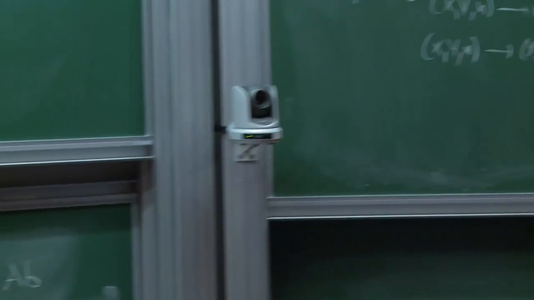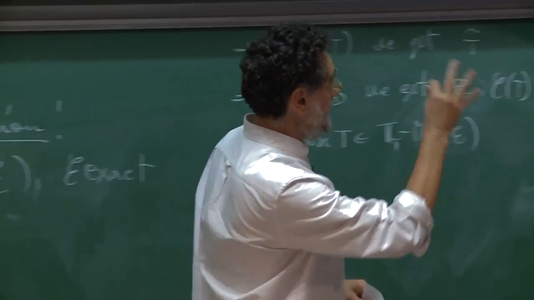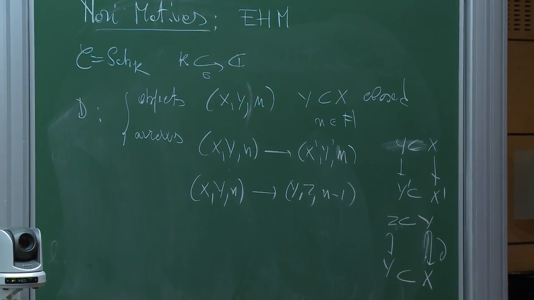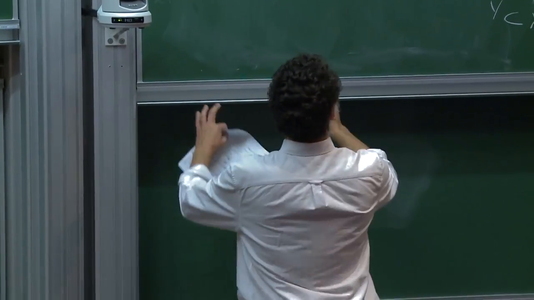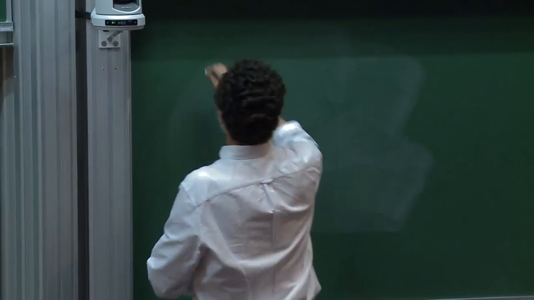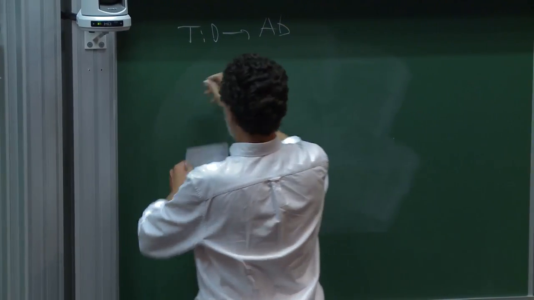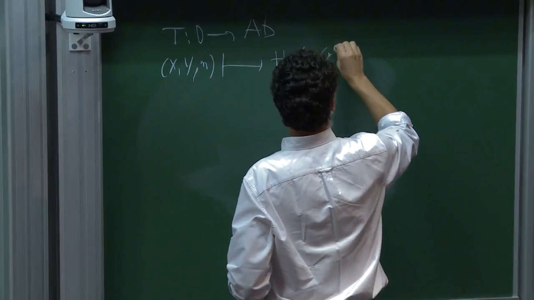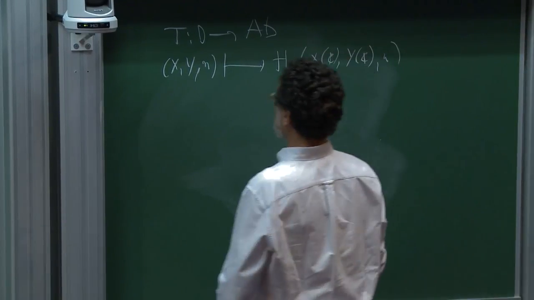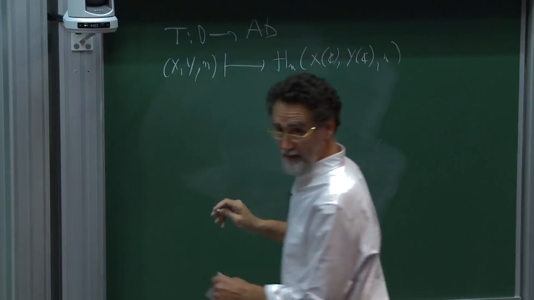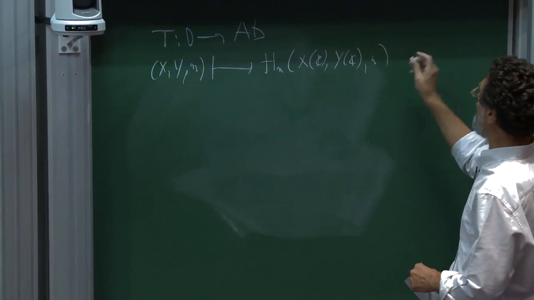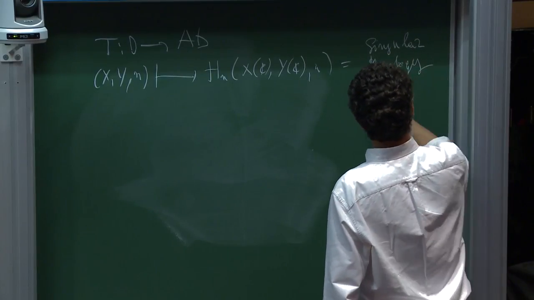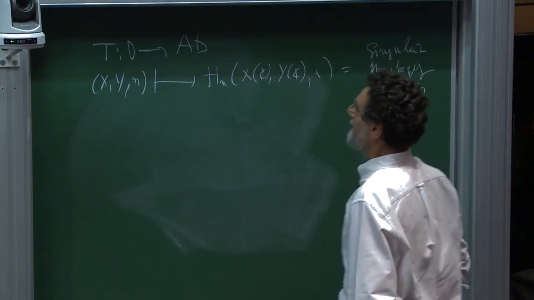Okay, so this is the diagram, and then what you take as a representation is a very natural homology, which is the singular homology of spaces. If you have an algebraic variety defined over K, you can pull back to C and take C points with the usual topology, and so you get the diagram T from D to Ab, sending x, y, n to H_n(x(C), y(C)), the relative homology. This is the singular homology of a pair.